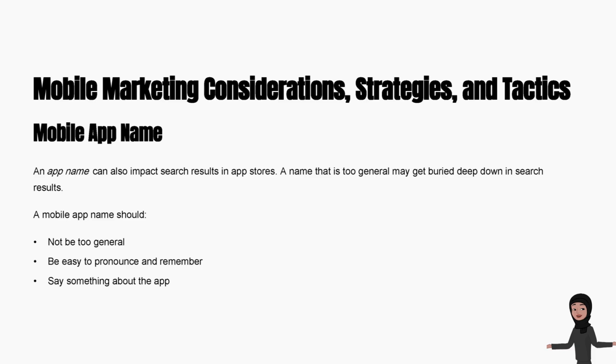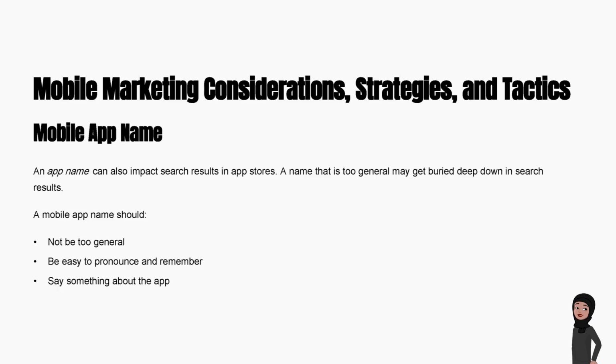Continuing from App Store rankings and visibility, one important factor is the mobile app name. The app name can affect whether consumers find the app in App Store search results. If a name is too general, it may get buried among many similar results and fail to stand out.